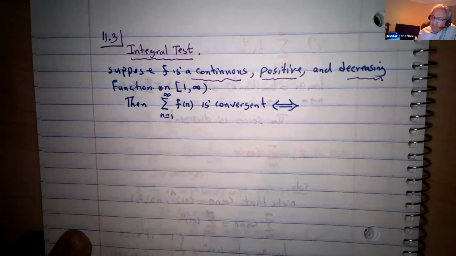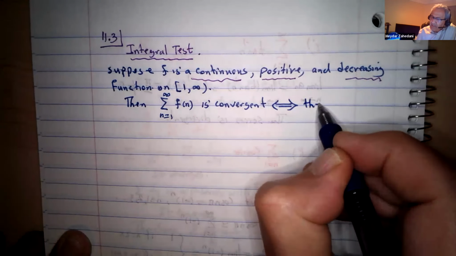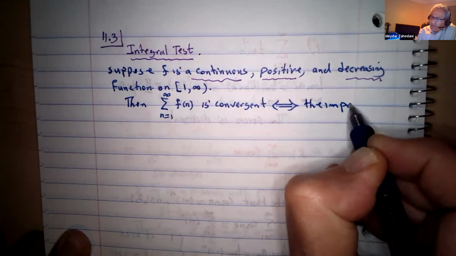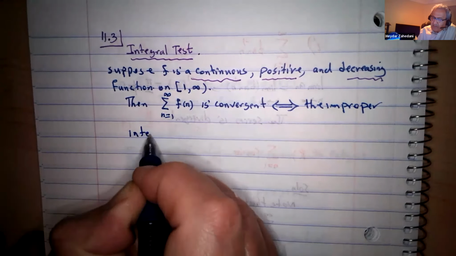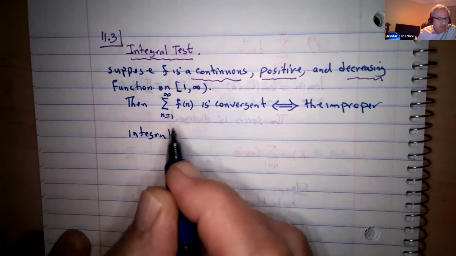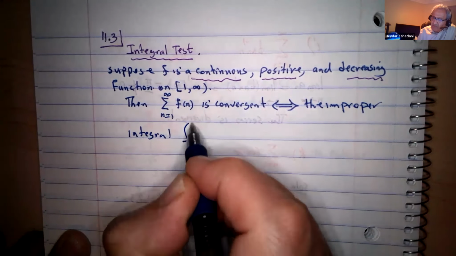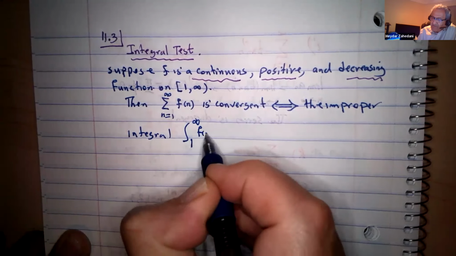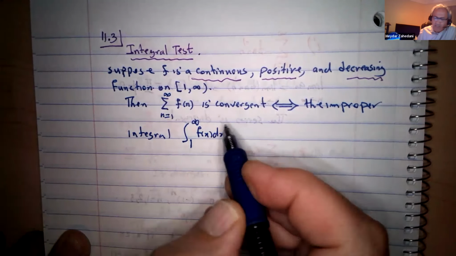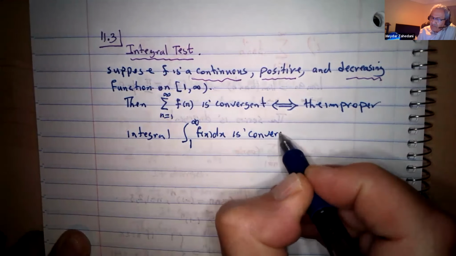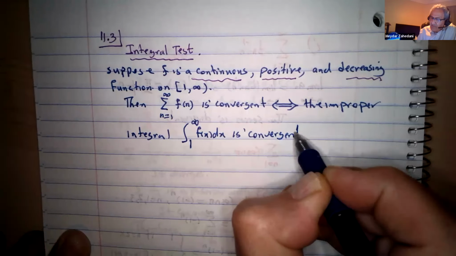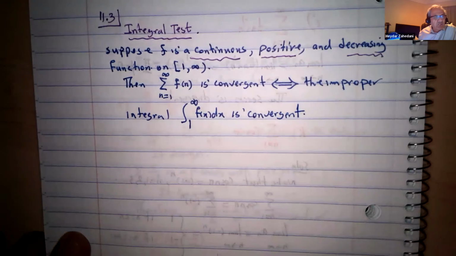if and only if the improper integral, the integral from 1 to infinity of f of x dx, is convergent. So this means both of them can be convergent or both of them can be divergent.